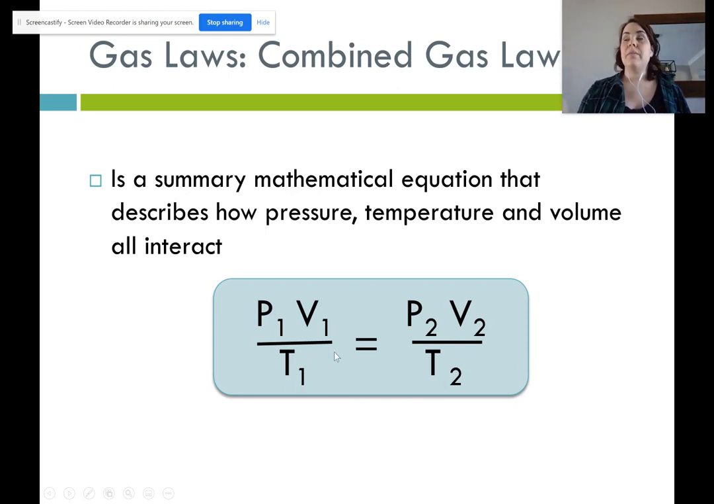Now, you don't have to memorize each of those individual laws if you know the combined gas law. So for example, if you're looking for Boyle's law, we know that that's pressure and volume's relationship. If I ignore these two T's down here, I'm left with P1 V1 equals P2 V2, which we know is Boyle's law. So the combined gas law is probably the one that you want to know, and that will help you know each of those individual relationships as well if needed.